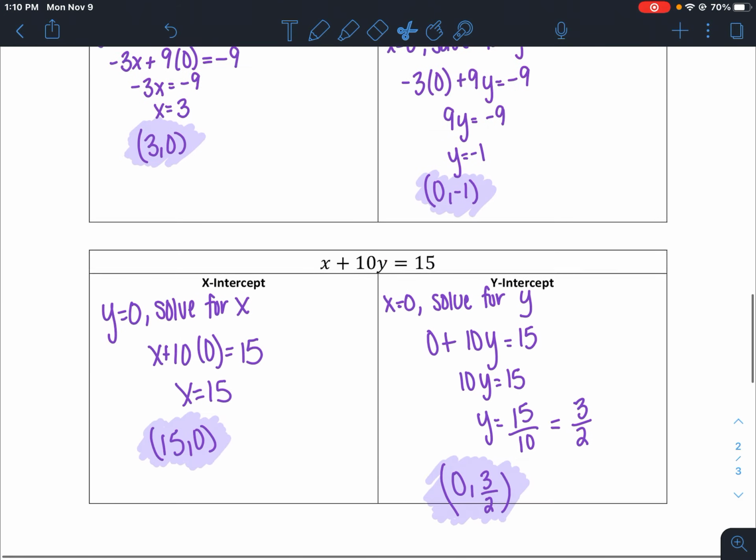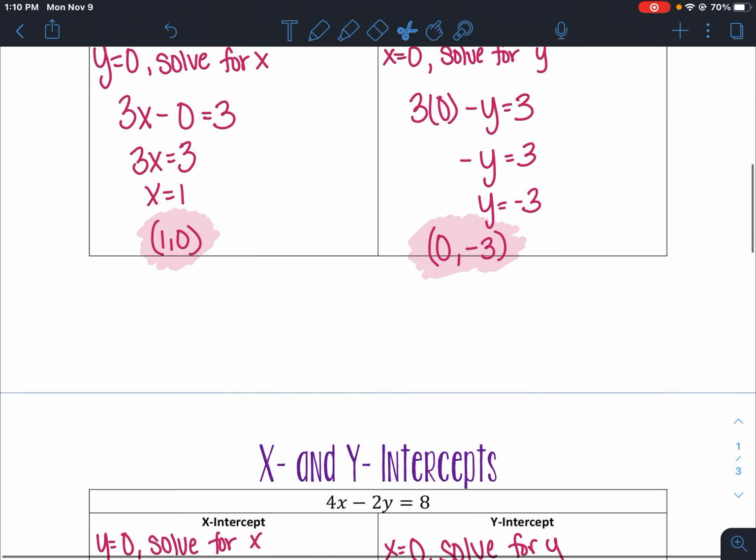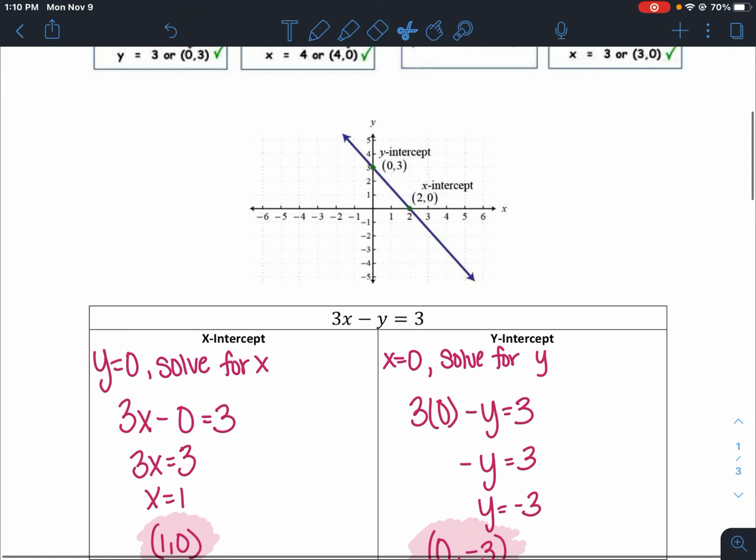So go ahead. There are 3 more examples for you to do on your own. And you can check the answer key when you're done with the video, like always.